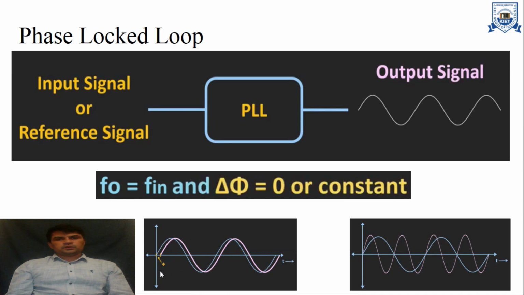Here are the examples. In this image, we have a constant phase difference between two signals, and in this case we have a variable phase difference. So here we can say in this the phase lock loop is working.